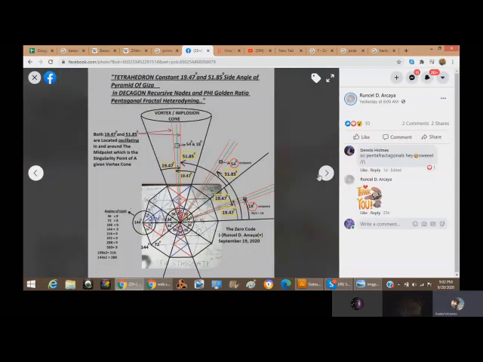You got your amplicone vortex. You got your biconical flows, both 19.47 and 51.84, located oscillating in and around the midpoint, which is the singularity point of a given cone. And also the angles of the Great Pyramid of Giza. So put all that together in decagon recursive nodes and phi golden ratio pentagonal fractal heterodyning, which is the reason why it all goes back to building and Freemason and Masonic secrets, because it all does come back to the building.